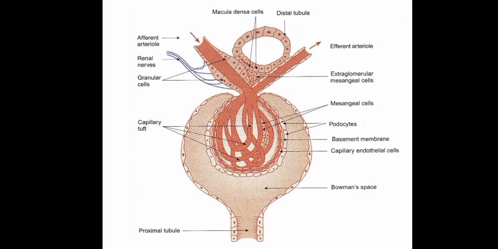Now, there is another structure, a specific structure known as the JG apparatus or the juxtaglomerular apparatus. The afferent arteriole, the efferent arteriole, and the distal convoluted tubule are present in very close proximity to each other. They form the juxtaglomerular apparatus. From this apparatus, a number of things are secreted, and they have some specialized functions.